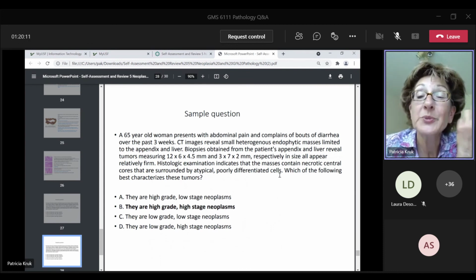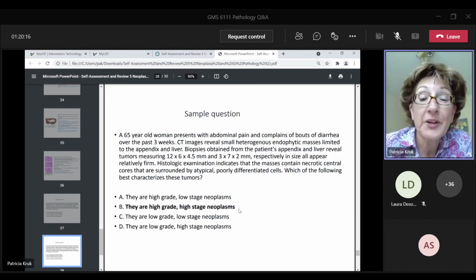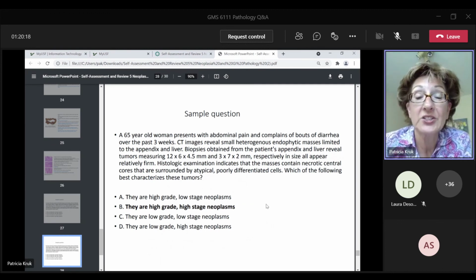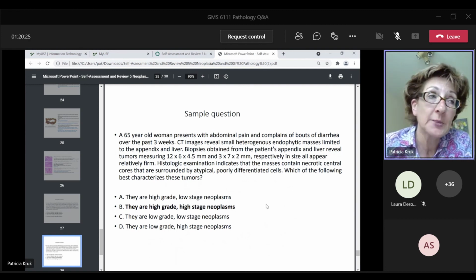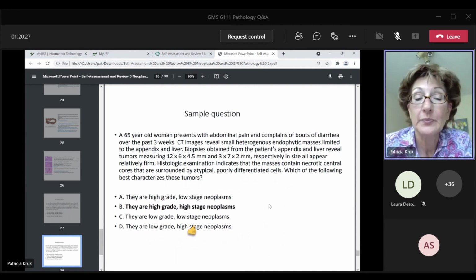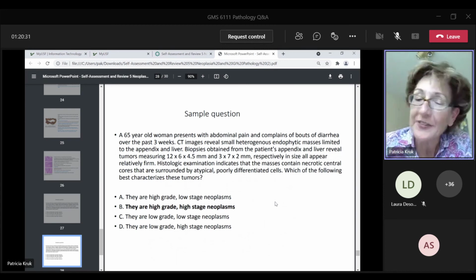Because it was present in the liver and the appendix, we already know that it has spread, so it's going to be a high stage, just in general terms. Are we okay with understanding the stage and grade concept? Yes, I understand. Okay, good, because this is key. You've got it.